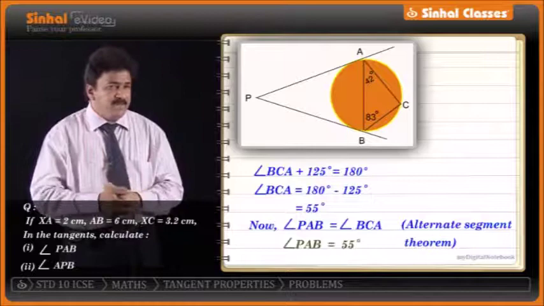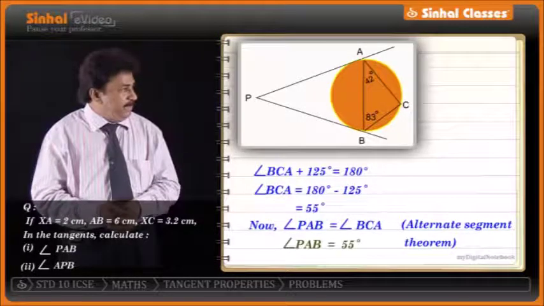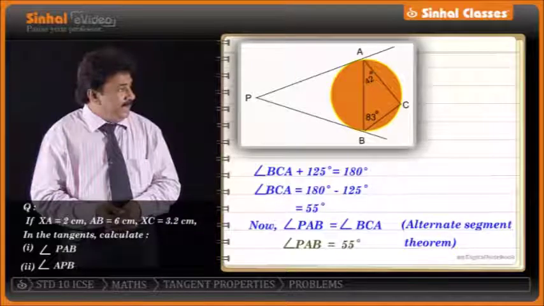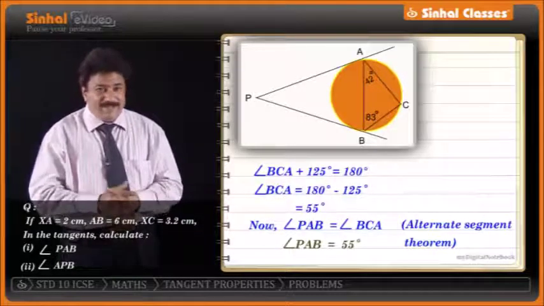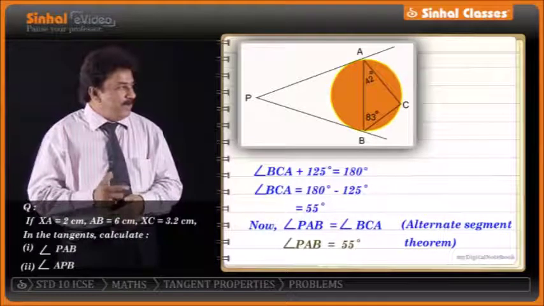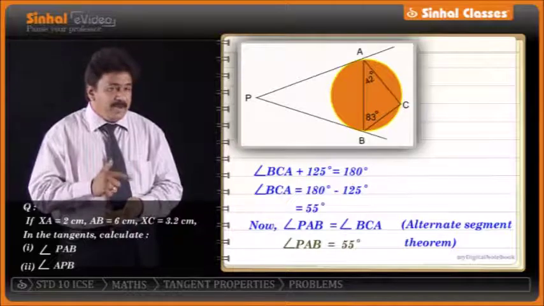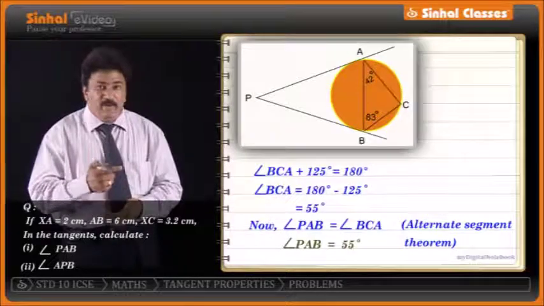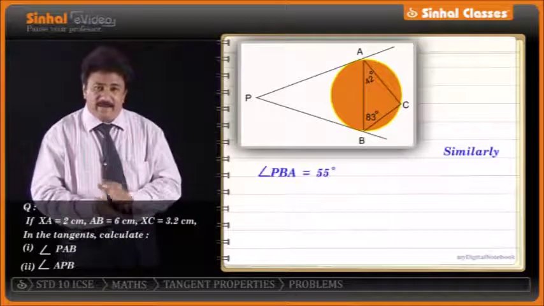See the second part of the sum, what I have asked you. Find the measurement of angle APB. Where is APB? No problem. We can find it very easily. Now we got the measurement of angle PAB, that is 55. Similarly, the measurement of angle PBA will also be 55 degree. The reason is the same, alternate segment theorem.